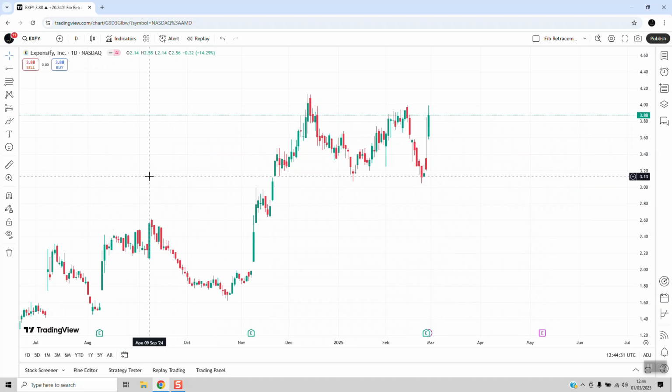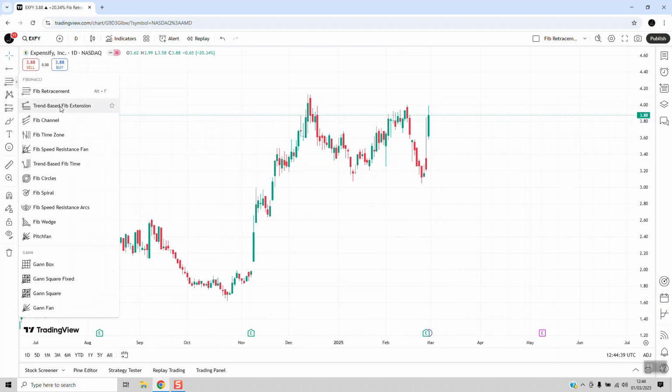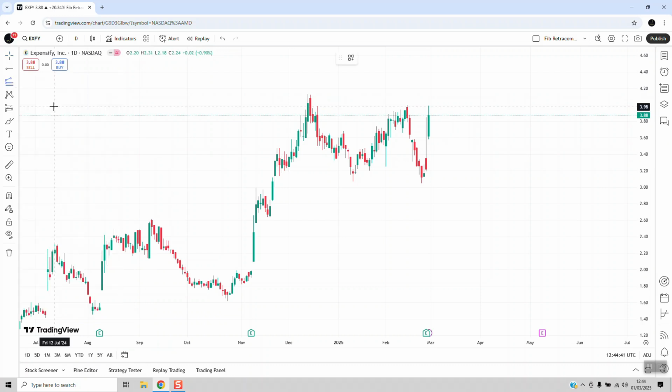However, getting a good entry is only the first step. It is equally important to have a good exit strategy in place. And we can get an exit strategy using this Fibonacci extension tool.